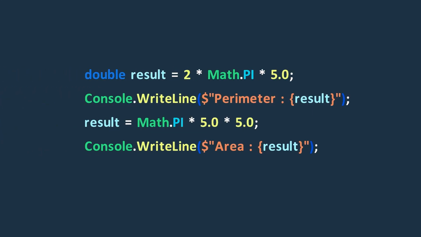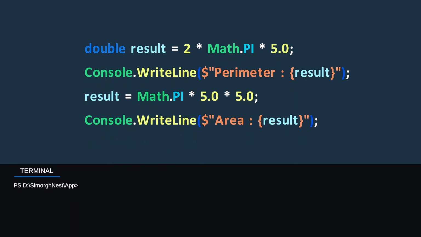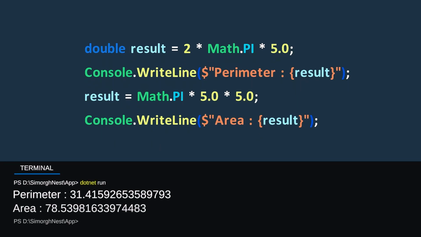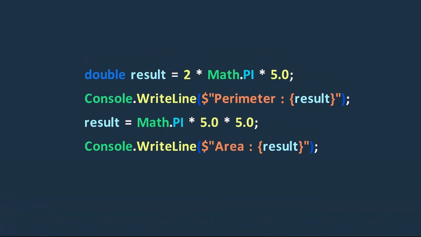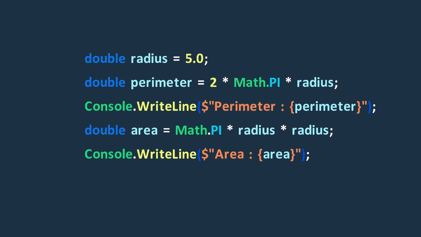In this example, the code calculates the perimeter and area of a circle using just one variable called result. After that, it prints out the values for both the perimeter and area. However, we can refactor this code using the split temporary variable technique to improve its readability and maintainability. In the improved code, we split the temporary variable result into two separate variables, perimeter and area. We also introduce a new variable called radius to store the value of the circle's radius, which is used in both calculations.